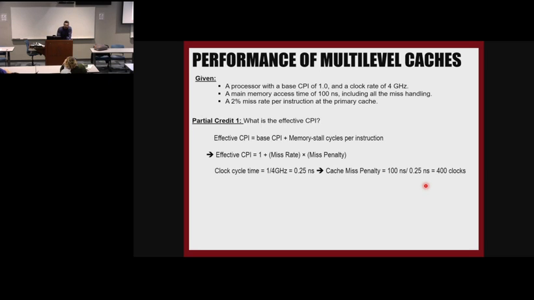That is the information I can use to calculate the CPI here. So now I have the miss penalty of 400 clocks, and I have a miss rate of 2%, 0.02. If I multiply these two and add it with the base CPI, I'm going to get the effective CPI of 9. Is that clear? So the tricky part here wasn't these calculations, it was the fact that you only see 100 nanoseconds, you have to convert it to clocks because we're working with CPI.